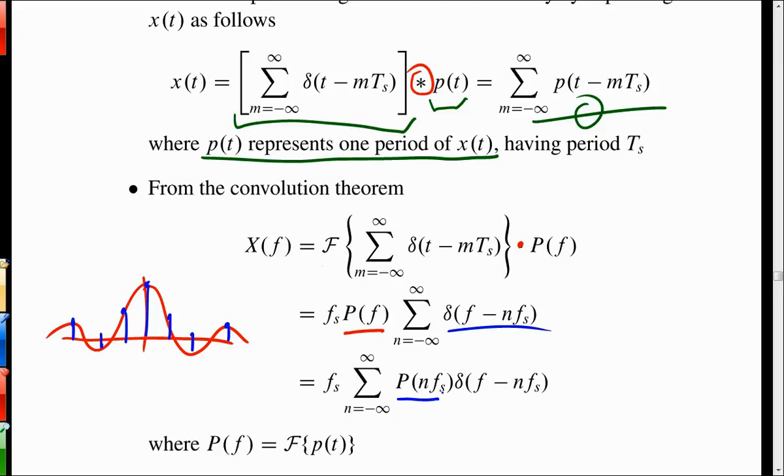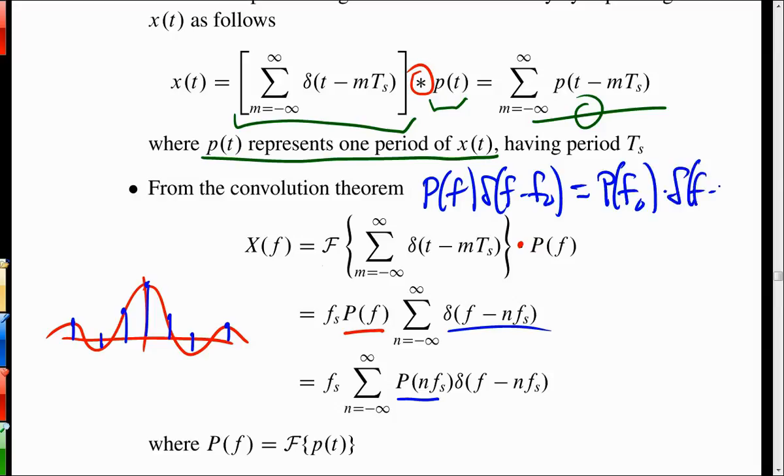That was something that was brought up for the delta function a long time ago. Namely, if you had P of f times delta of f minus f naught, remember you could write that as P of f naught times delta of f minus f naught, because you don't really care what P of f is doing at any point except where the delta function is turning on.